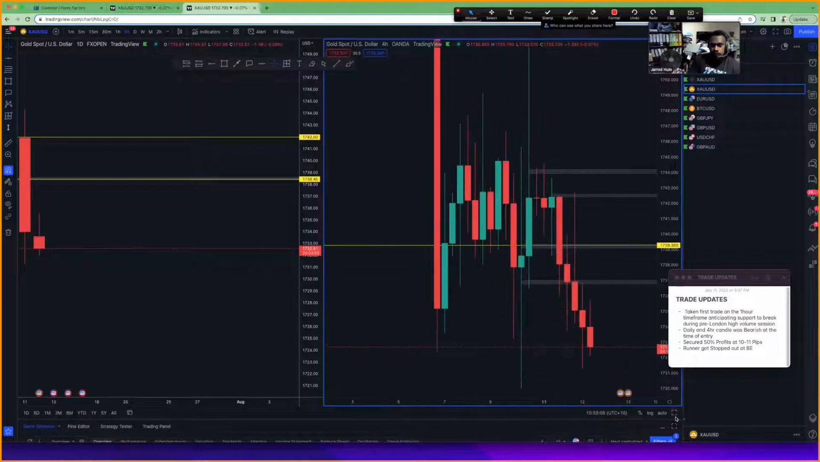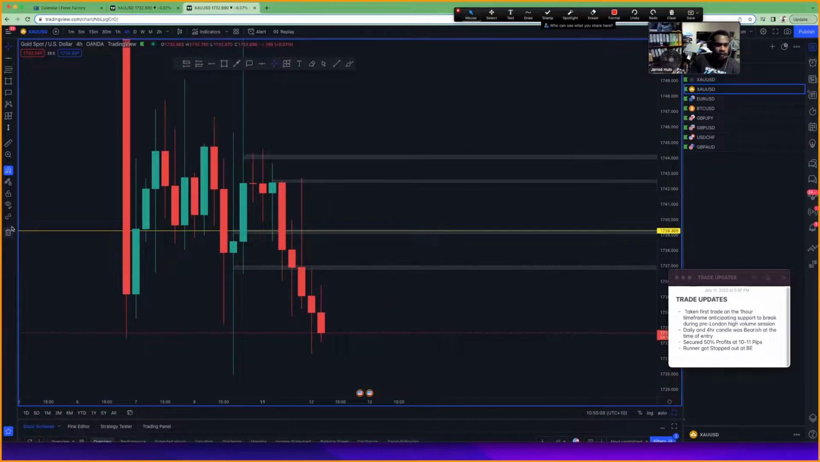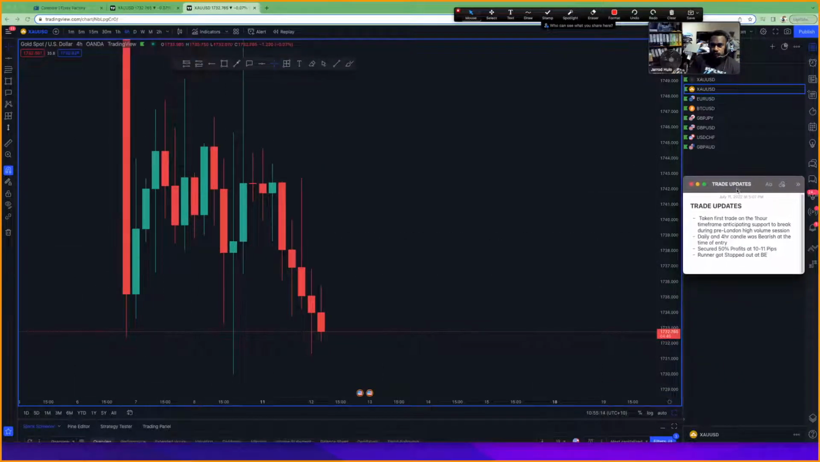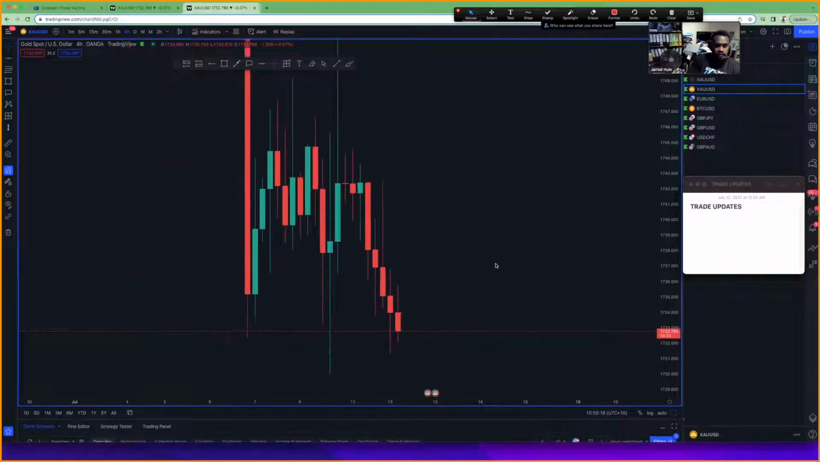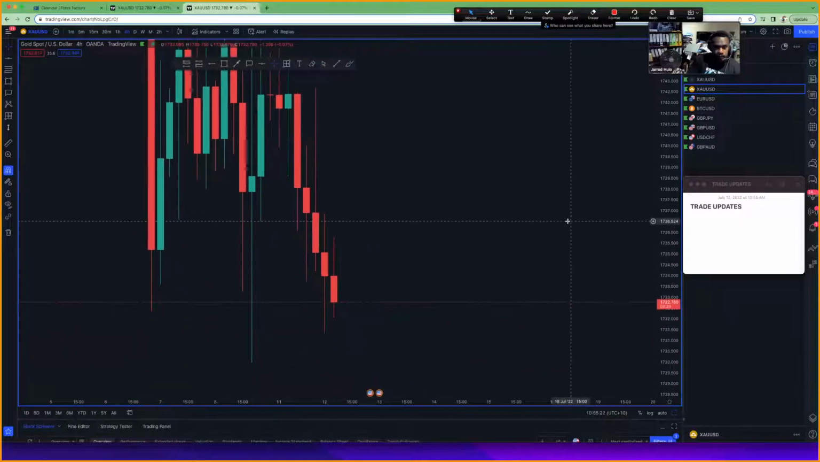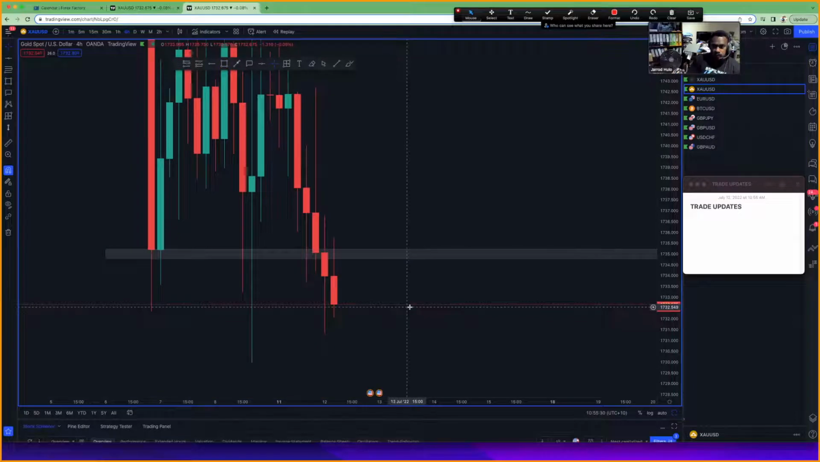Looking at the four hour time frame, let's see what's happening. Before we do that, let's just clear out and start with a clean chart. We're going to get rid of our trade updates; we have no updates as yet. So looking at the four hour time frame, we have really driven below the previous four hour candle close, bearish also. We're really trading below this support level at 1735 at this point.